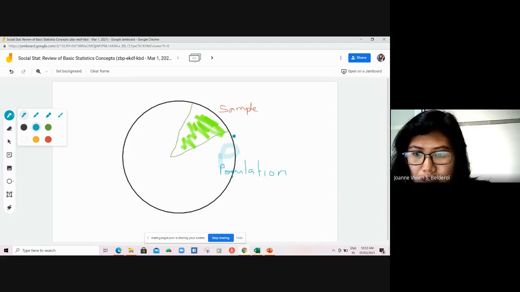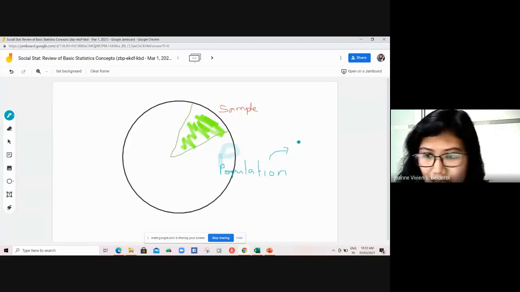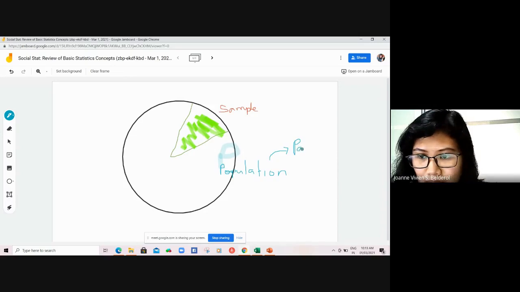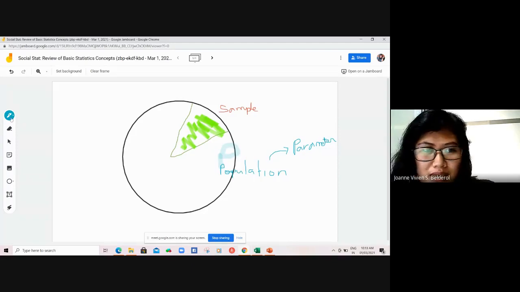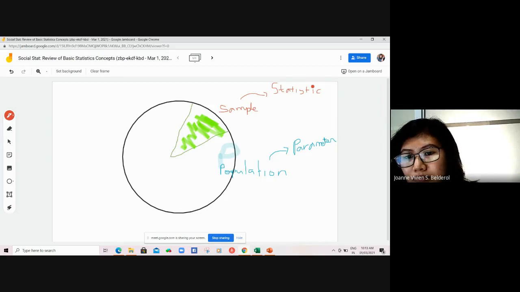Now, all you have to remember is that any statistic that you get from the population, mean, median, mode, all the statistics you get from the population, that is what we call a parameter. Follow? And then any data or statistic that you derive from the sample is called a statistic. So very easy to remember: population, parameter; sample, statistic. Follow so far?